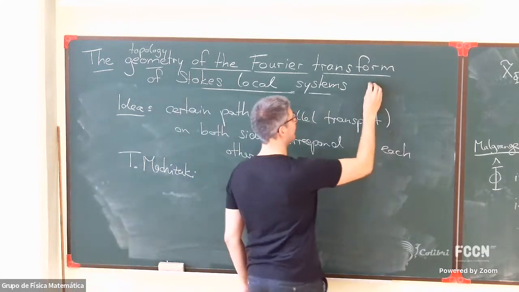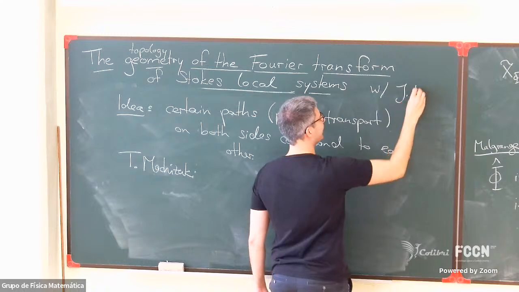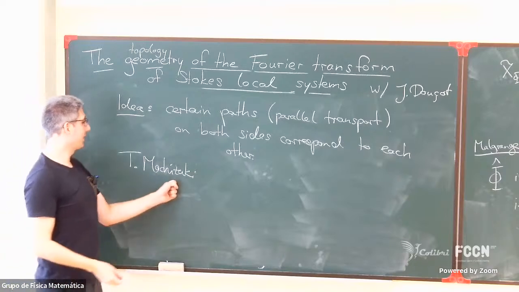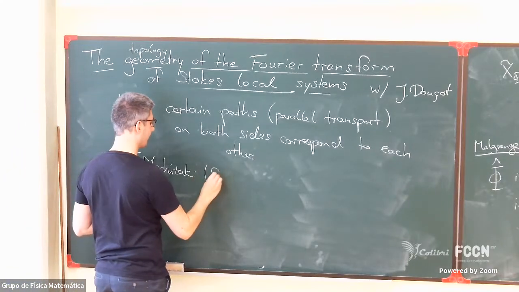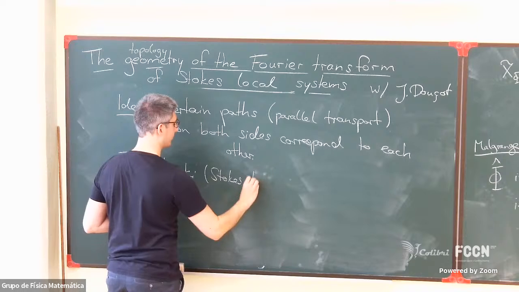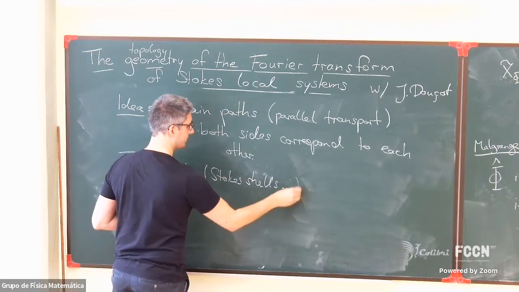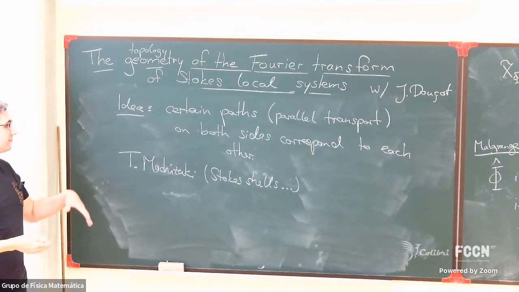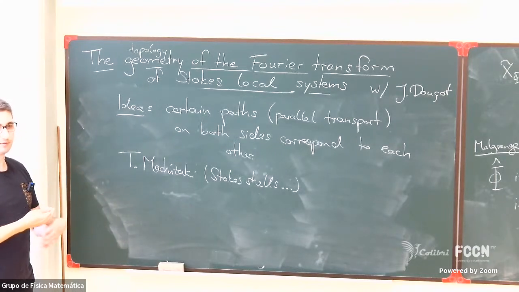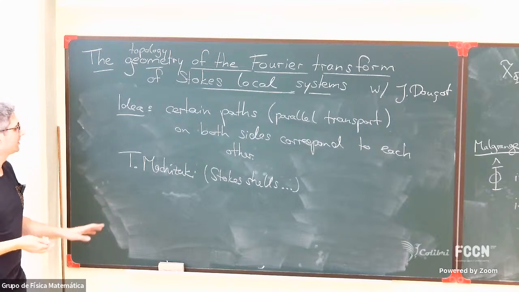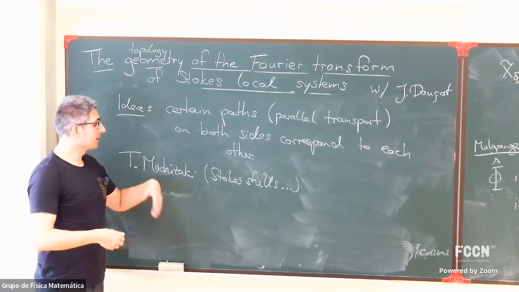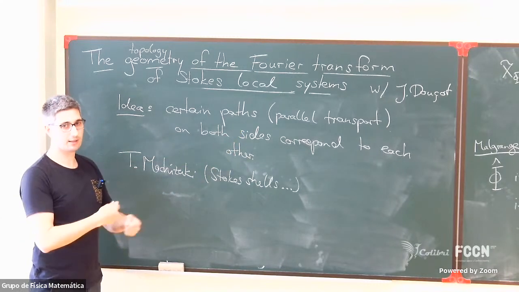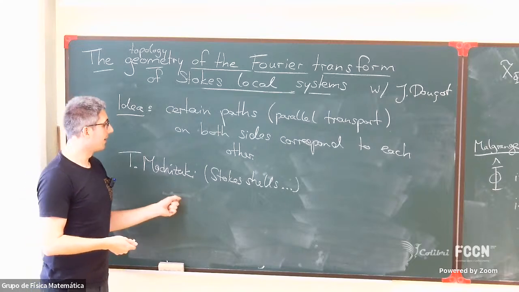Everything of this, I forgot to say, is joint work with Jean Douçot. So we looked at this big paper of Takuro Mochizuki, which is called Stokes shells and Fourier transforms. And there he basically solves this Stokes Fourier problem in very great generality, but we wanted to make it very explicit in this language to understand really and to make explicit computations.